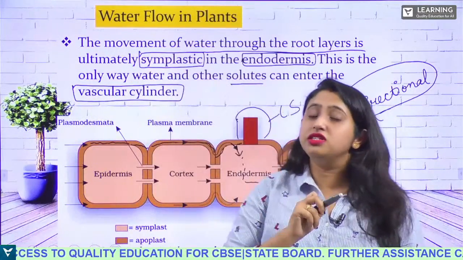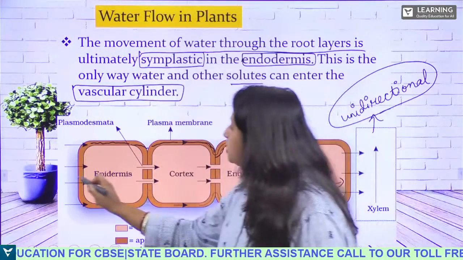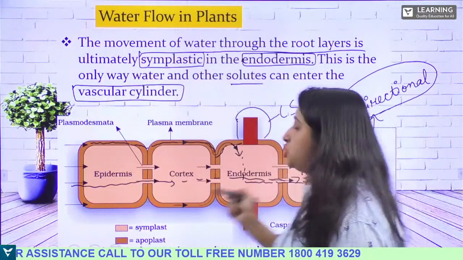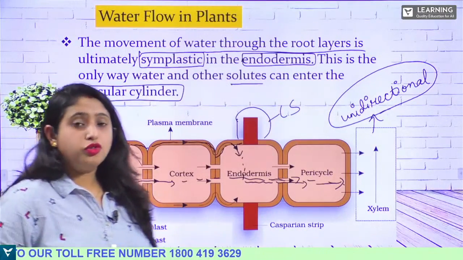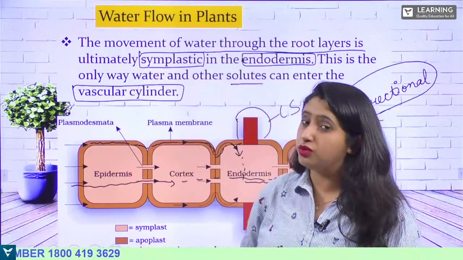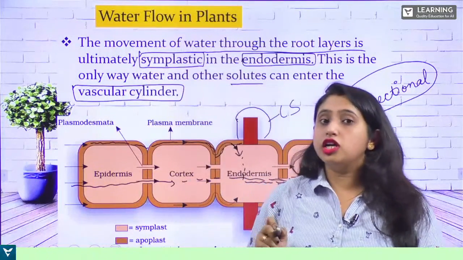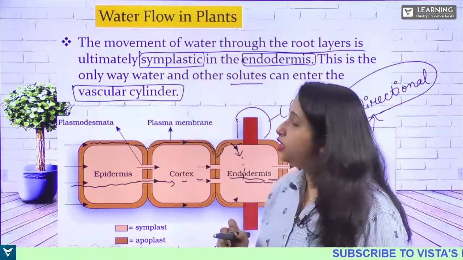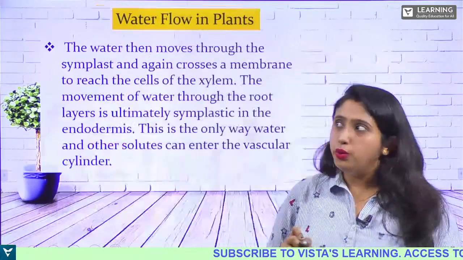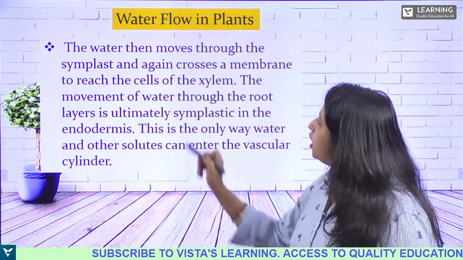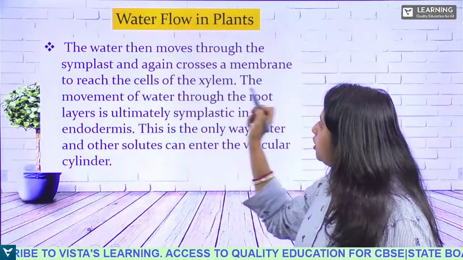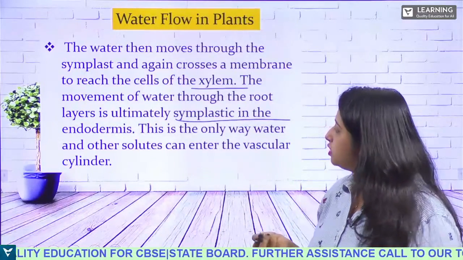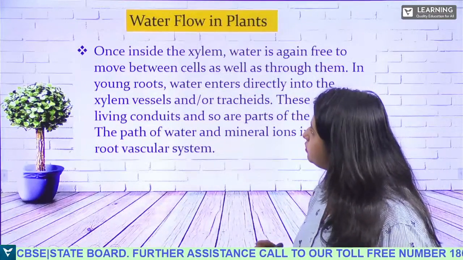And symplast pathway means through the cytoplasm directly, crossing the plasmodesmata, and it will reach the xylem. So this is the apoplast pathway and the symplast pathway. These are the two important pathways for the transportation of water and minerals through the roots. So we have learned about the pathways in the roots. The water then moves through the symplast and again crosses the membrane to reach the cells of xylem. We already know that this is symplastic.